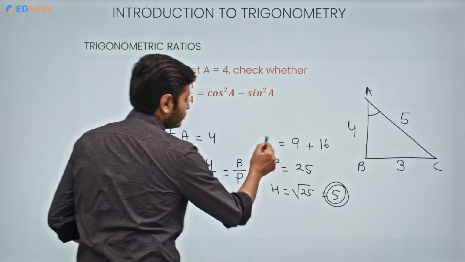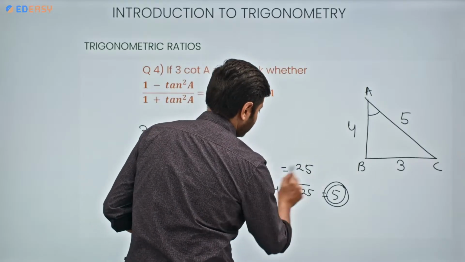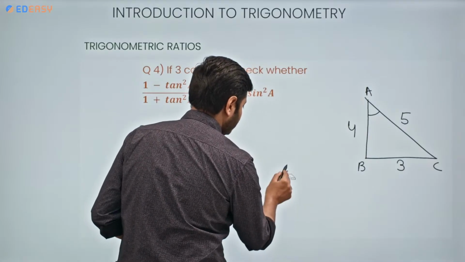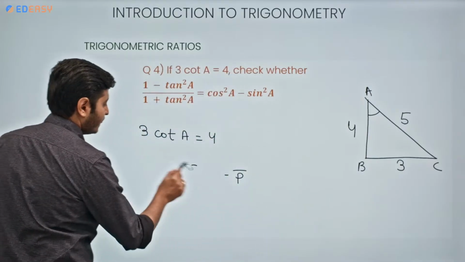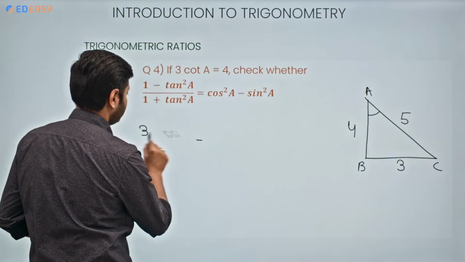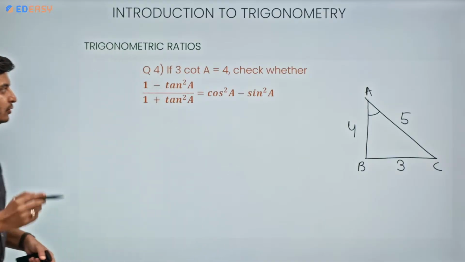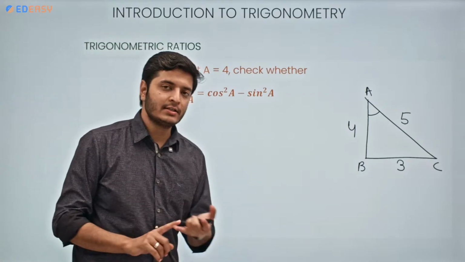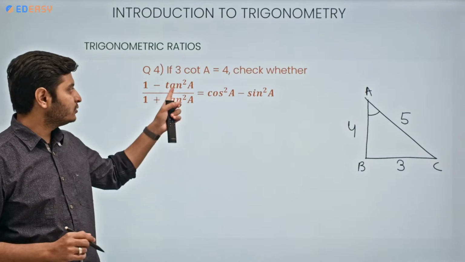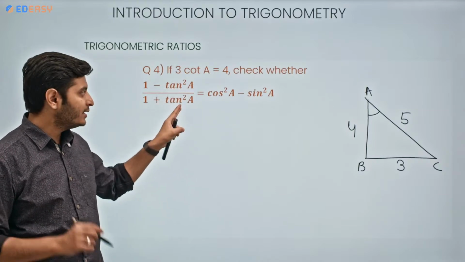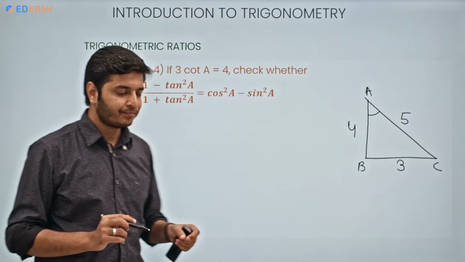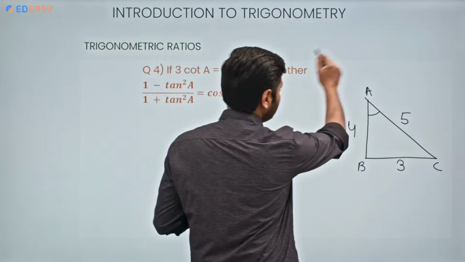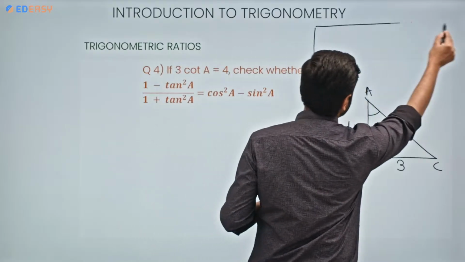So now how to approach this? One second, I need to erase everything so that we can move ahead. We need to verify this relationship, correct? So if we need to verify this relationship, first I need to find the values of tan. Here only tan is needed, and here cos and sin. Now let's find the values. I'm going to write the values here, I'm going to use this space.